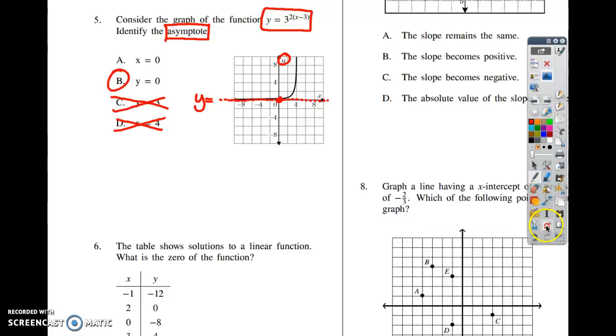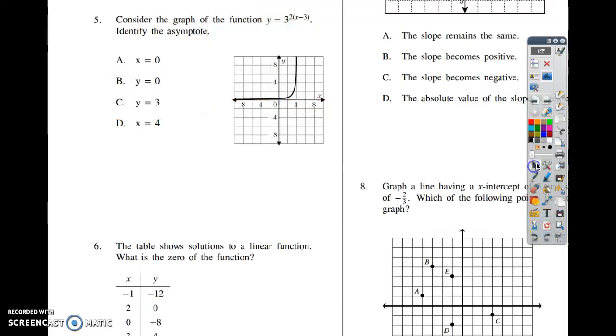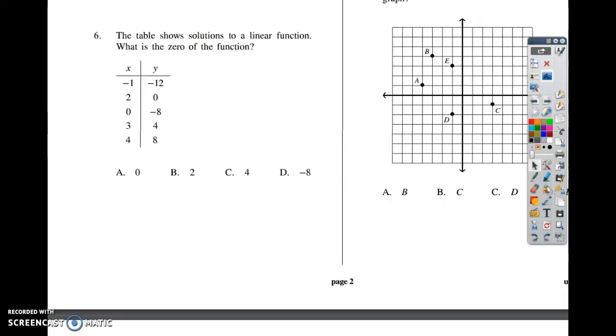Problem number 6. First of all, what is the word 0 asking for? The x-intercept. 0 means x-intercept. Okay? So if you look at this table, which one gives you the x-intercept? It's going to be one of those two. Which one's the x-intercept? Which one's the y-intercept?